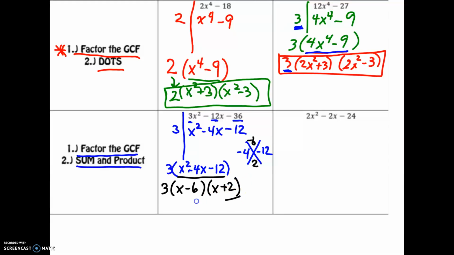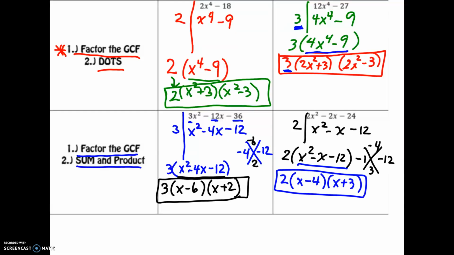So now I was able to take the GCF out, which allowed me to do the sum and product with the rest. Pause the video and see how you do with the last one. Push play when you're ready to check your answer. Hopefully you were able to factor out a 2 as your GCF, and then using the sum and product puzzle, I was able to see that my two factors would be x minus 4 and x plus 3.